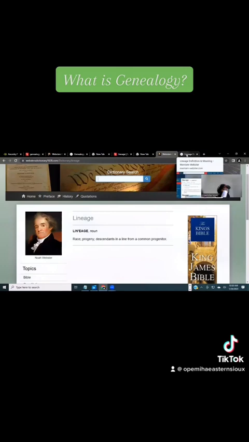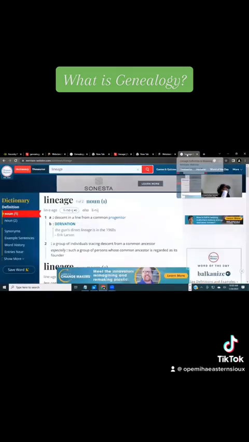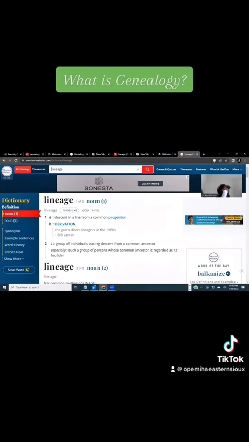All right, we're going to jump into our last definition, which is going to be from Merriam-Webster's. And this is what you would see if you just typed it into Google. This is how it would pull up. So it says lineage. Again, it's a noun. Descent in a line from a common progenitor. And here in a second, we're going to look up what a progenitor is. Number two says a group of individuals tracing descent from a common ancestor, especially such a group of persons whose common ancestor is regarded as its founder.